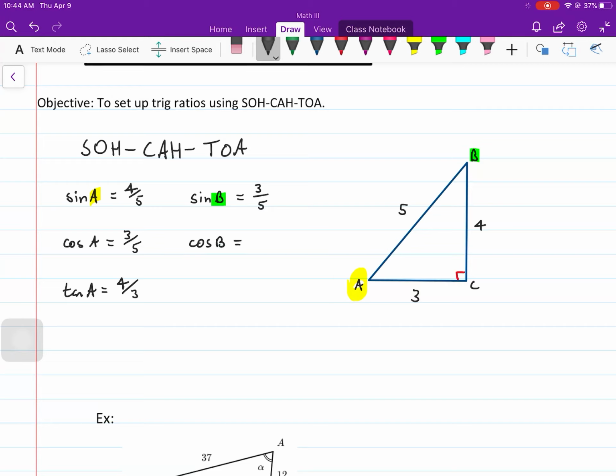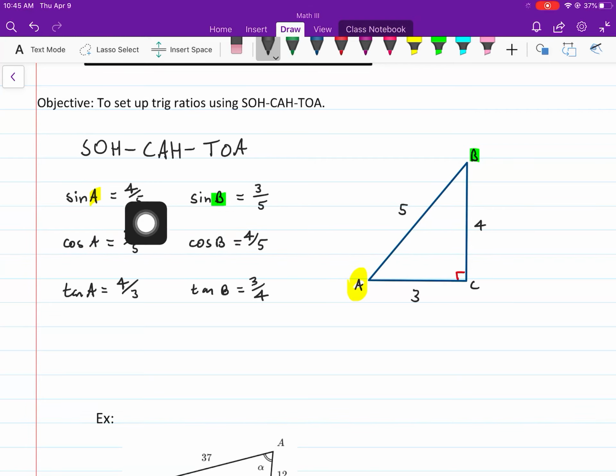Cosine of B, well, that would be adjacent to B, which is 4, over 5. And last, tangent of B is opposite of B, which is 3, over the adjacent side, which is 4. So there you go. Those are the 3 trig functions and setting it up. And you just got to be careful of that reference angle.